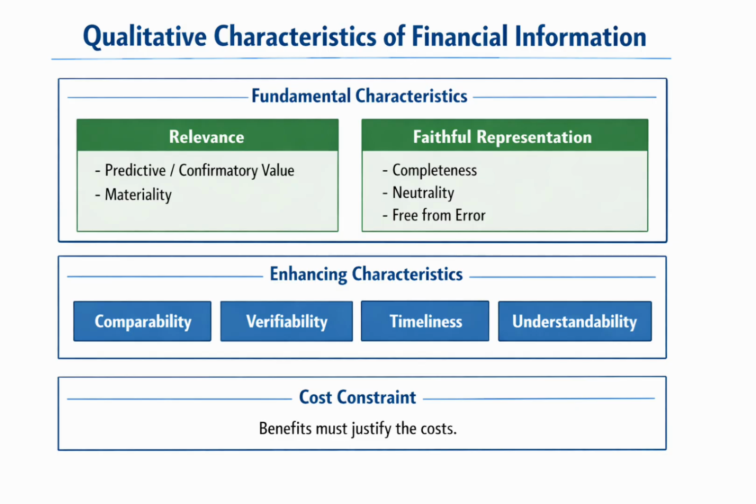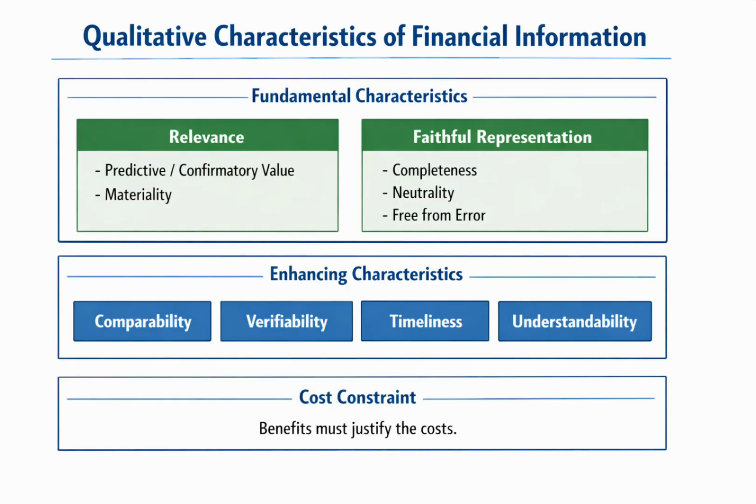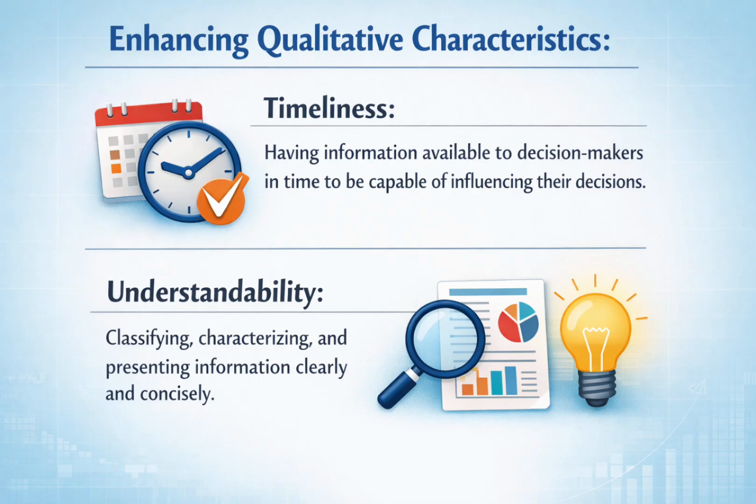Enhancing qualitative characteristics. 1. Comparability. Enables users to compare the entity's performance over periods and against other entities. This requires consistency in applying accounting policies. 2. Verifiability. Different knowledgeable and independent observers could reach a consensus that a particular depiction is a faithful representation. 3. Timeliness. Having information available to decision-makers in time to be capable of influencing their decisions. 4. Understandability. Classifying, characterizing, and presenting information clearly and concisely.